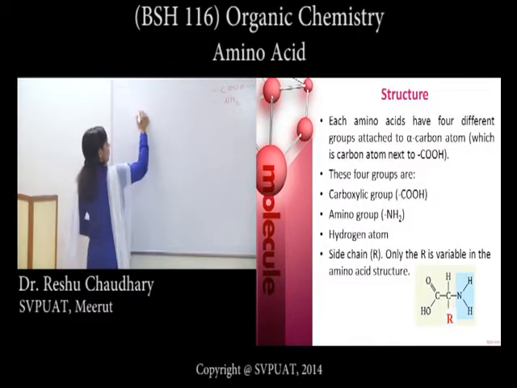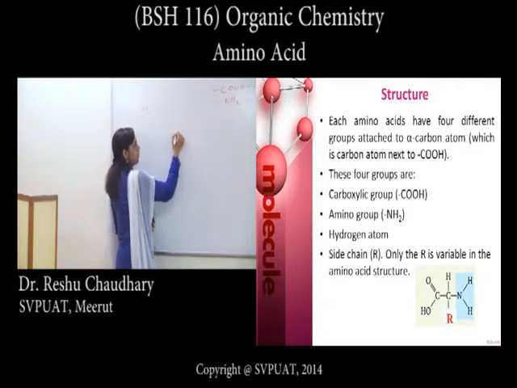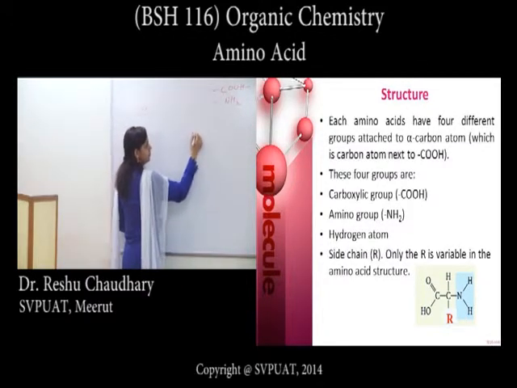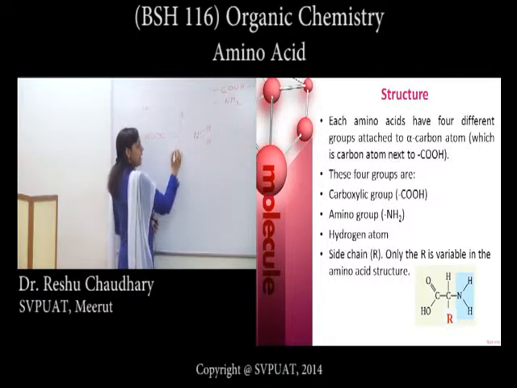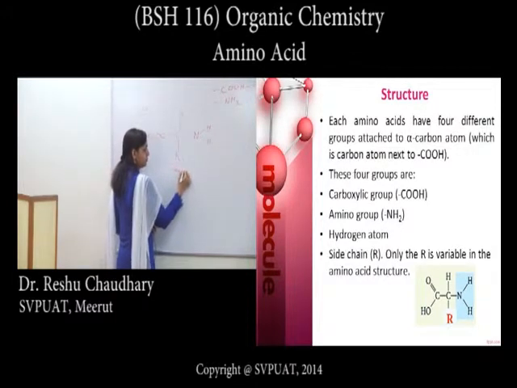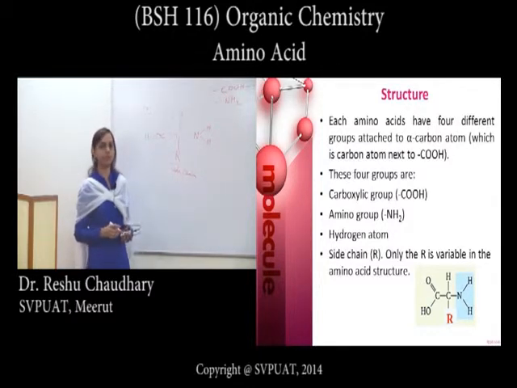Now comes the structure of amino acid. In amino acid structure, four types of groups are present. First one is the amino group. Second one is the carboxylic group. Third one is the hydrogen atom, and the last and variable group is R, which is also known as the side chain. On the basis of this variable group, different types of amino acids are present.